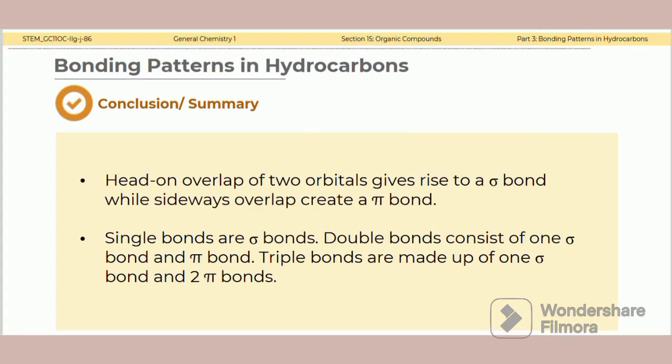Also, let us remember that head-on overlap of two orbitals gives rise to a sigma bond, while sideways overlap creates a pi bond. Single bonds are sigma bonds. Double bonds consist of one sigma bond and one pi bond. Triple bonds are made up of one sigma bond and two pi bonds.